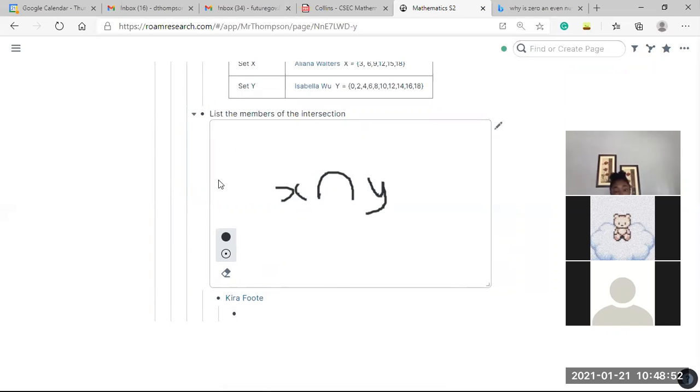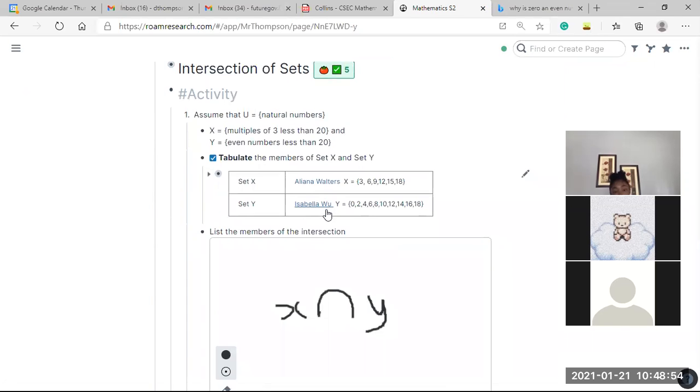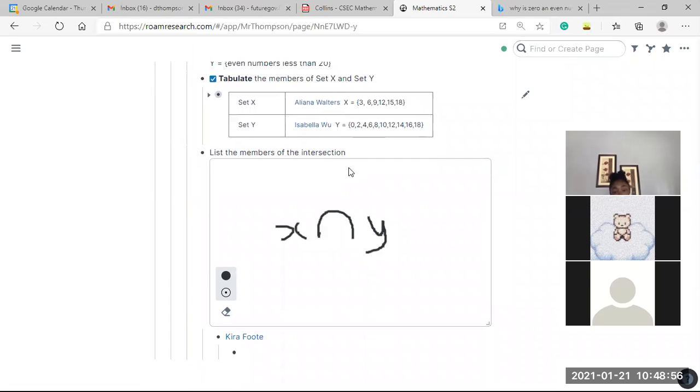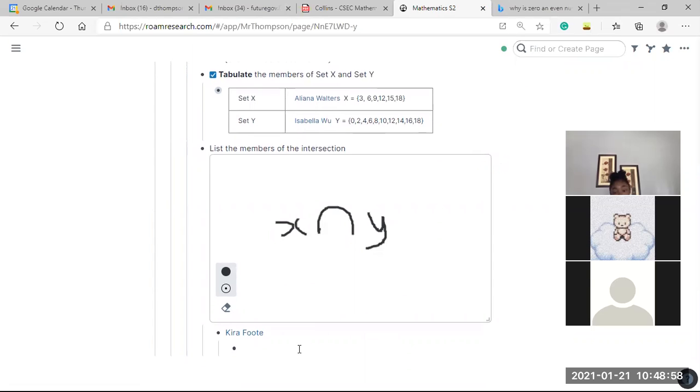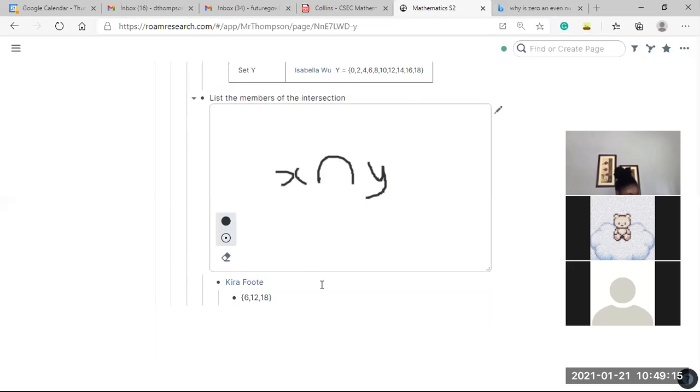What are the members that intersect between X and Y? Curly bracket, 6, 12, 18. Let's check. So we have 6, 12, and 18. Yes, she's correct. Good job. All right, next question.